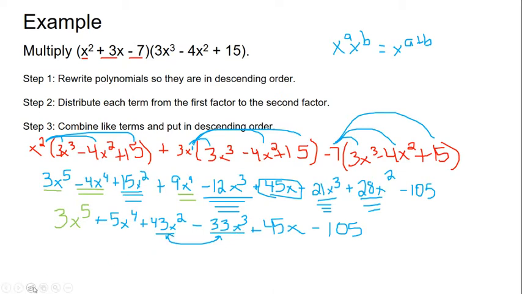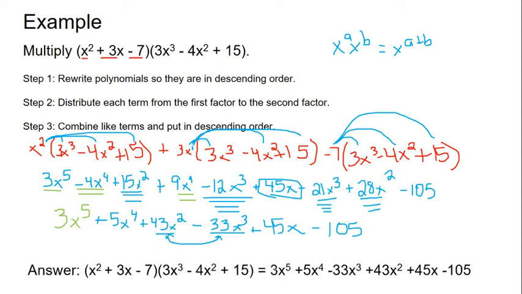So our final answer is going to be 3x to the 5th plus 5x to the 4th minus 33x cubed plus 43x squared plus 45x minus 105. So as you can see, multiplication takes a little bit more work than addition and subtraction. But there is one other way that I'm going to show you. So you can either do it this way or you can do it the other multiplication way after we learn it. For now, I'm going to give you a practice problem.